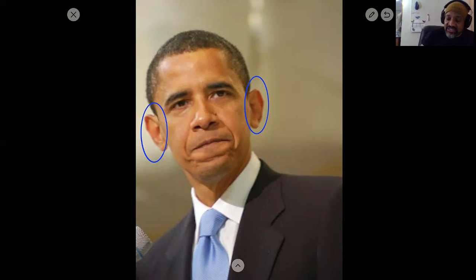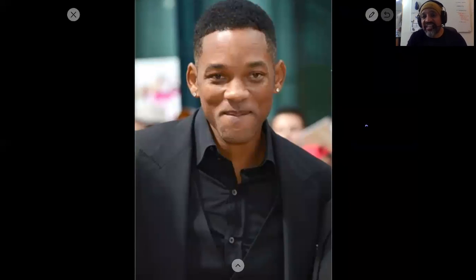Now, who's this? This is President Obama. One of the things that President Obama always makes jokes about himself is he says that he has big ears. President Obama has said that about himself. And basically what he's saying is, my ears are not proportional with the rest of my body, or my ears are not proportional to the rest of my face. They're too big.